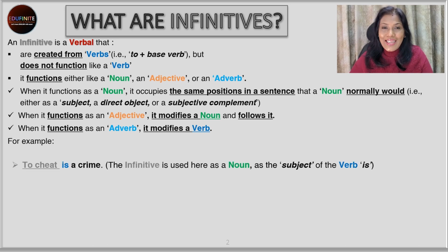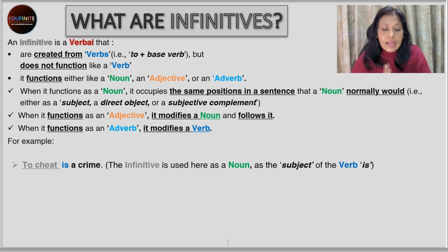To cheat is a crime. So here, understanding or locating infinitives is very easy, because by their look, you can easily recognize them, because you'll always have a verb and a to before it. So that's the infinitive. So here, to cheat. Easily we can say that's the infinitive.